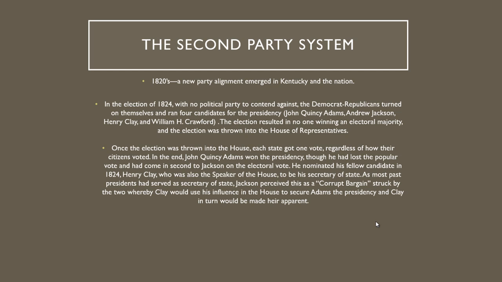He nominated his fellow candidate in 1824, Henry Clay, who was also the Speaker of the House, to be his Secretary of State. As most past presidents had served as Secretary of State, Jackson perceived this as a corrupt bargain struck by the two, whereby Clay would use his influence in the House to secure Adams the presidency, and Clay in turn would be made heir apparent.